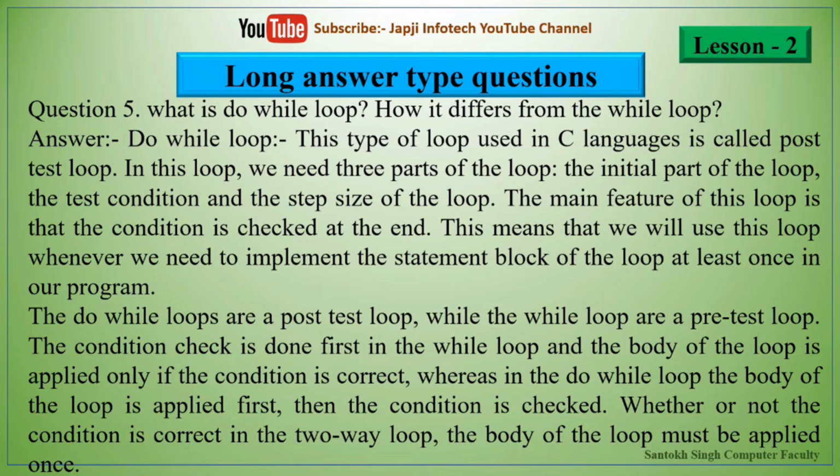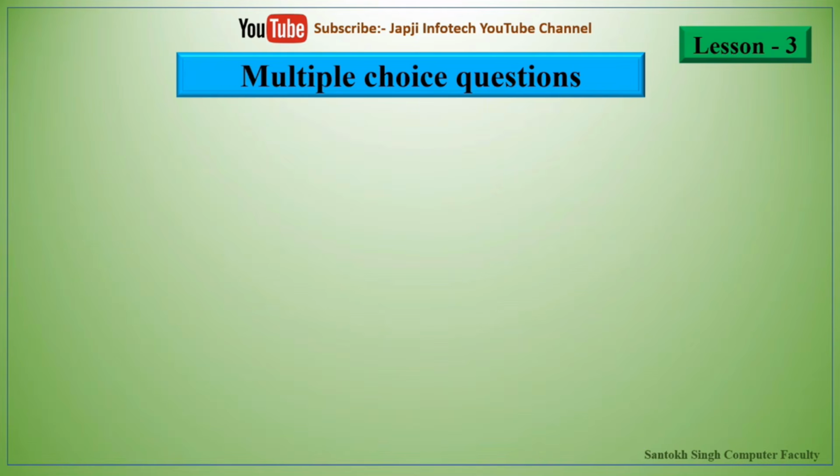The do while loop is a post-test loop, while the while loop is a pre-test loop. The condition check is done first in the while loop, and the body of the loop is executed only if the condition is true. Whereas in the do while loop, the body of the loop is executed first, then the condition is checked. Whether or not the condition is true, in the do while loop the body must be executed once. So now we will learn about multiple choice questions in lesson number 3.